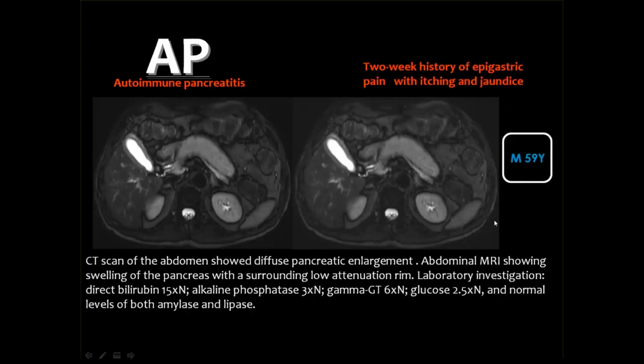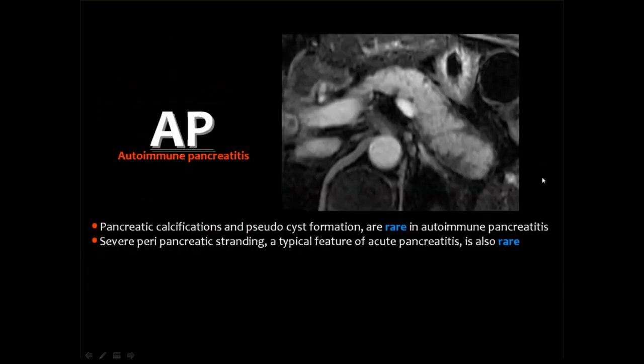This is another example of autoimmune pancreatitis with a capsule or a pseudocapsule of low signal intensity. And also you may notice that the gallbladder is also involved by the same disease, and this is known as IgG4 cholecystitis, where the wall of the gallbladder is diffusely thickened, as I will mention later on. Then these are the diagnostic features of autoimmune pancreatitis. And you remember that this pseudocapsule or rim is one of the diagnostic criteria.